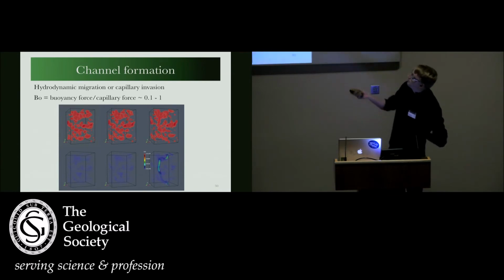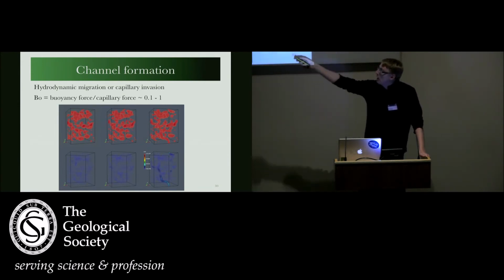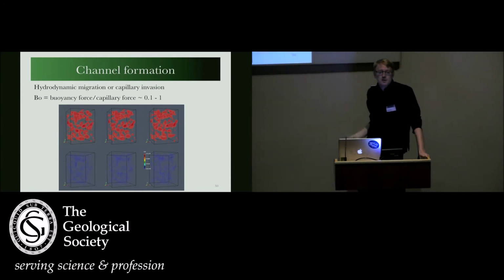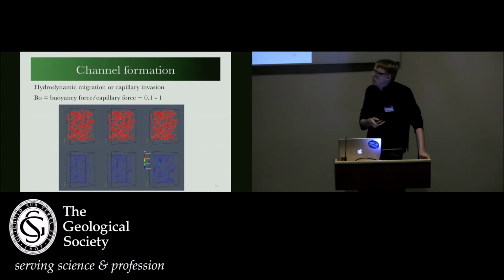So how do you get channels? Most importantly, you have two competing forces. You have the buoyancy force. Obviously, your gas phase is less dense, so it wants to move upward, but it has to squeeze through this crystal structure, and so it gets resistance from capillary forces. And that's quantified by something called the bond number, and we find that for magmatic systems this is in the range between 0.1 and 1, which is the range of parameter space we explored with this model.